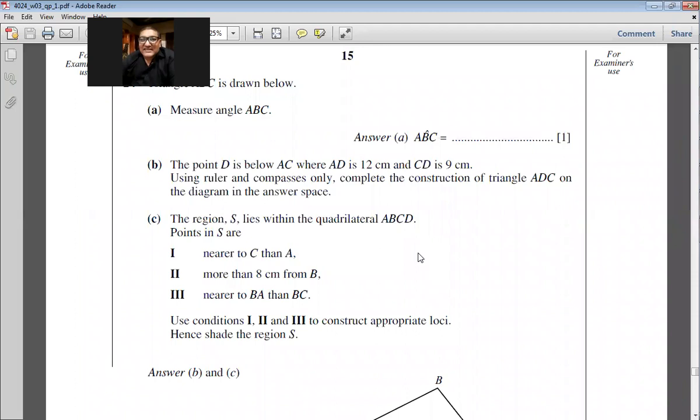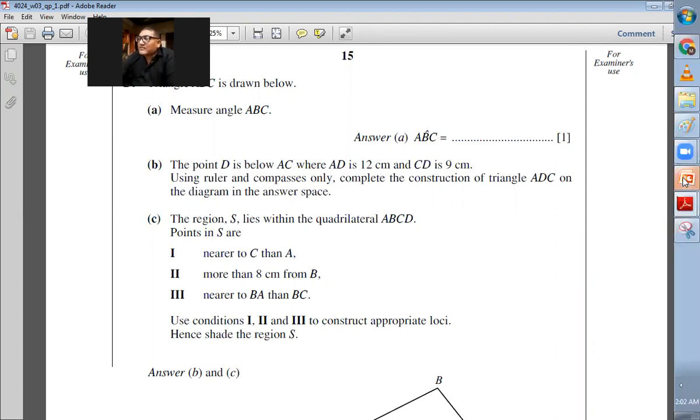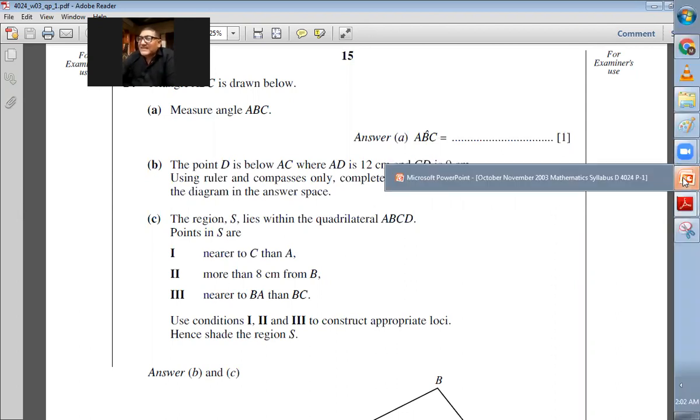The next point is nearer to BA than BC. Whenever he asks you this kind of thing, it means you have to draw an angle bisector. The common point is B, so I will draw an angle bisector of the angle B. For the third locus, you have to draw the angle bisector of the angle ABC.